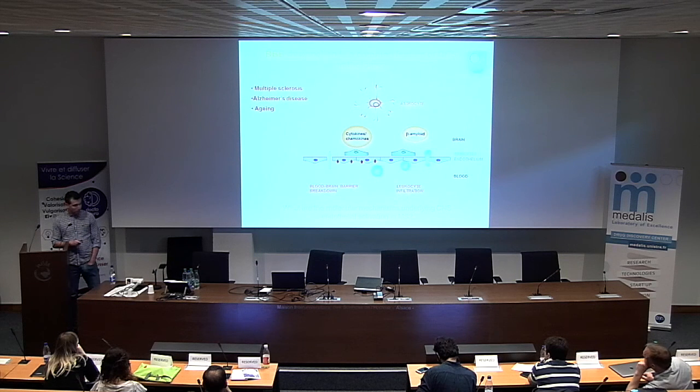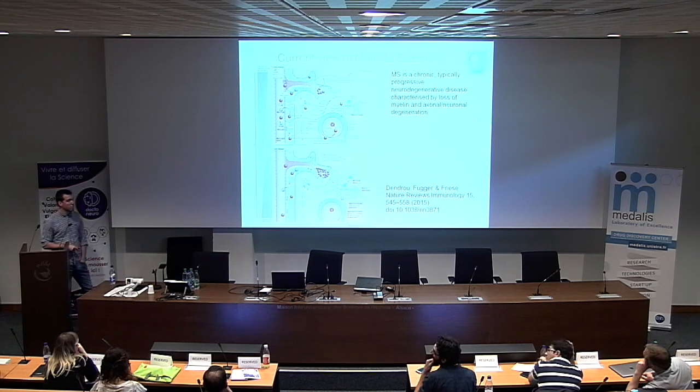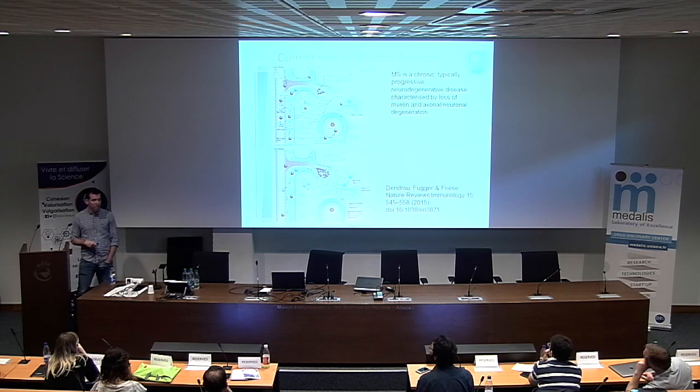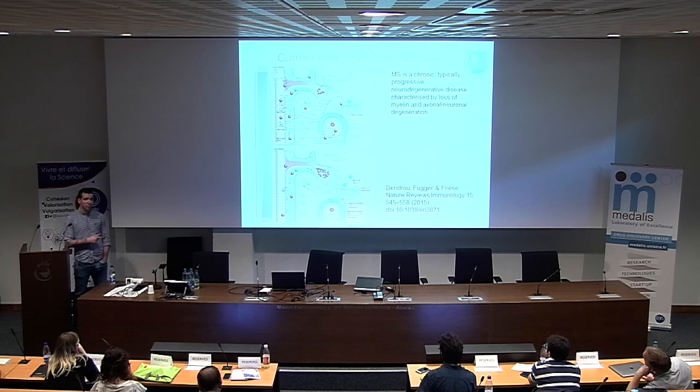Multiple sclerosis is a chronic, typically progressive neurodegenerative disease that affects more than 2 million people worldwide, and is characterized by a loss of myelin and axonal injury. In the earliest stage of the disease, there is immune cell trafficking into the brain parenchyma that occurs mainly in the meningeal blood vessels by crossing the blood-brain barrier into the subarachnoid space, but also at the choroid plexus by crossing the blood-cerebrospinal fluid barrier.